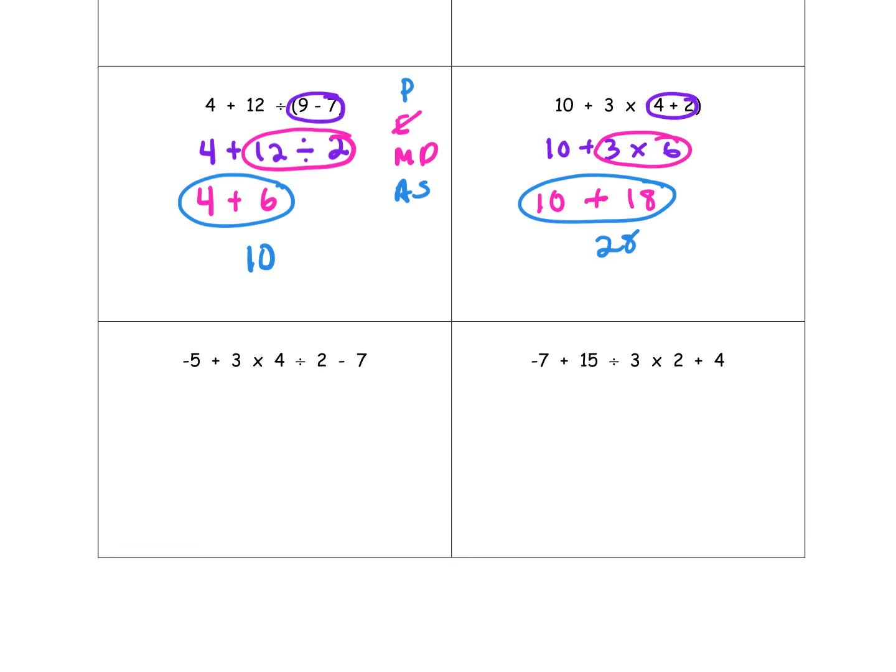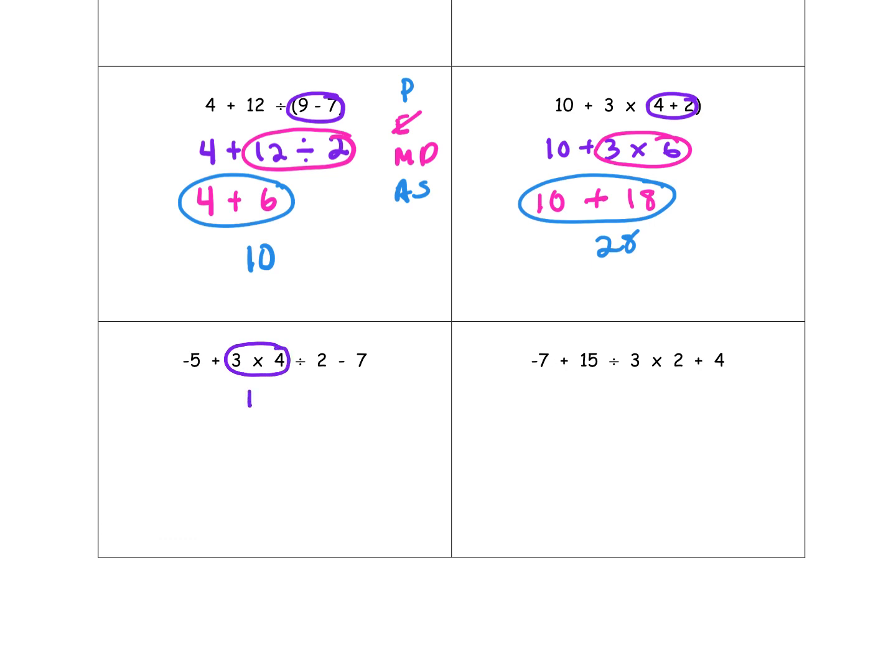Our final expression does not have parentheses, but it does have 1, 2, 3, 4 operations. So we're going to have to pay close attention. We're going to start again with parentheses. There aren't any. Then we go on to exponents. There aren't any exponents. So next in the order is multiplication and division. So we're going to scan the problem. We see addition, multiplication, division, and subtraction. So we're going to start with multiplication or division, whichever we see first. And we see multiplication first, so that's what we're going to do first.